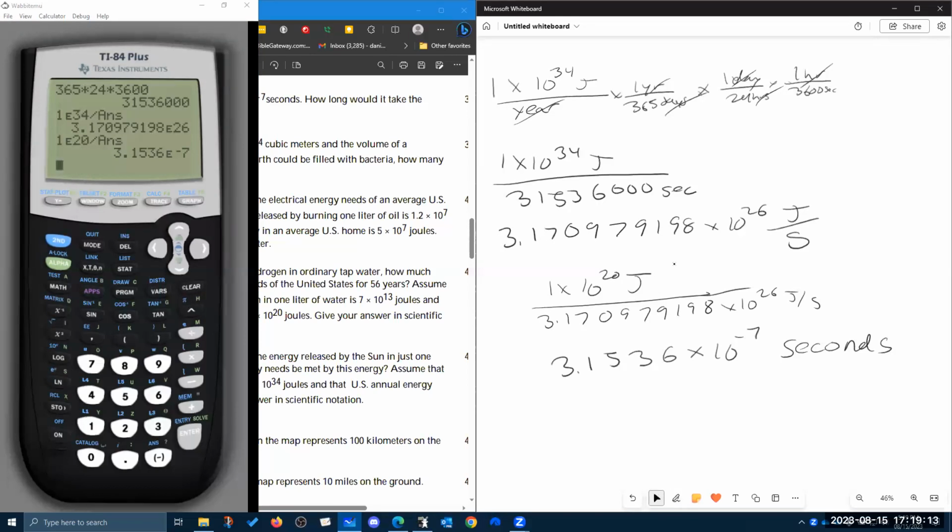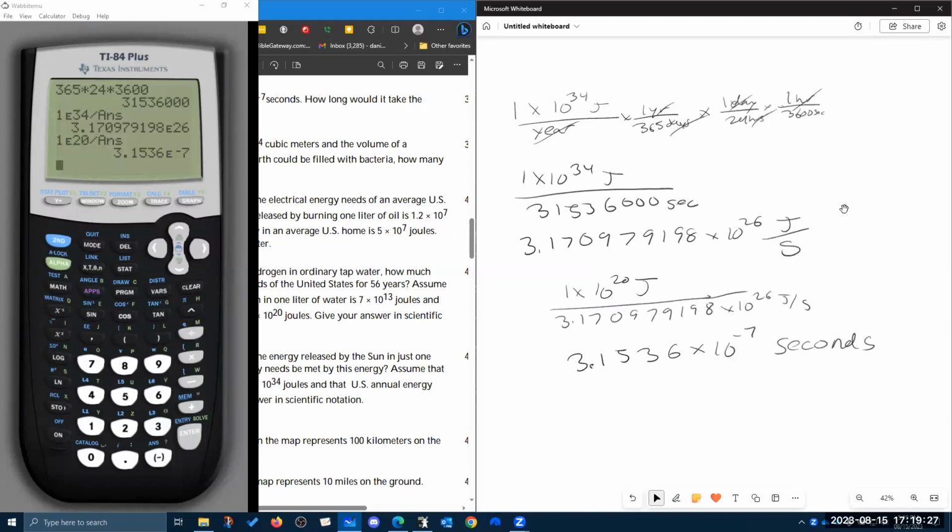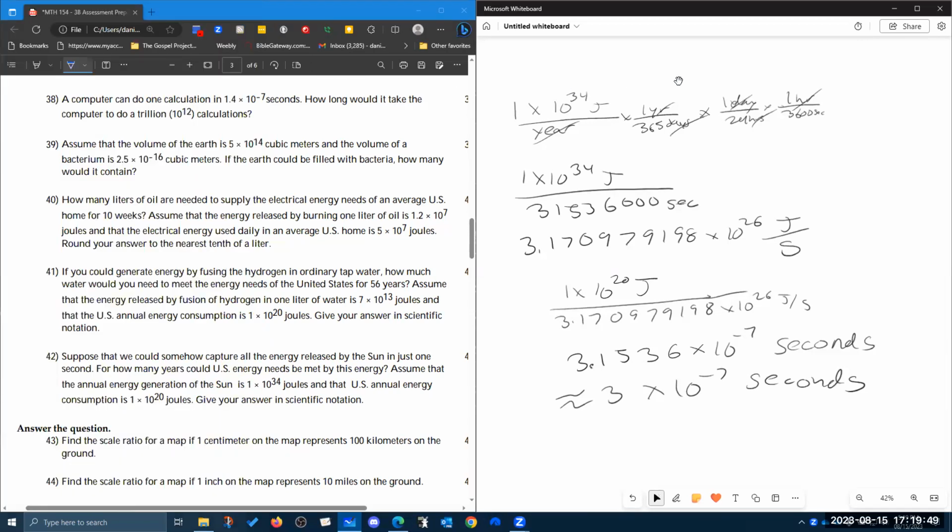That's all the time that we would need to be able to capture the energy from the sun to be able to power the US for an entire year if we could capture all of its energy. And we're going to make this into 1 sig fig. So because everything else was in 1 sig fig, there we go. All right, we are done with these word problems. Next time we'll come back and we'll talk about scaling factors.